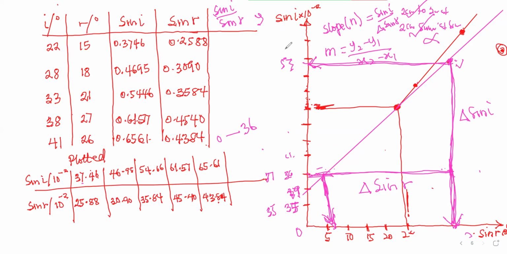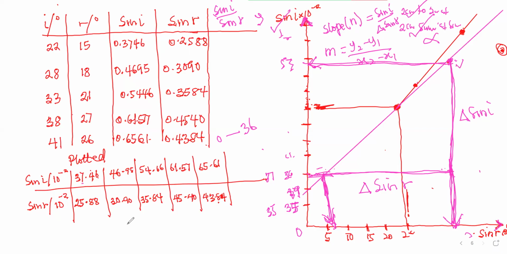Then your well-labeled axis: the vertical axis is sine I, half mark, horizontal axis, sine R, another half mark. So you must always not forget about your scale and then your axis. You must also close your axis using the arrow. Is that clear?